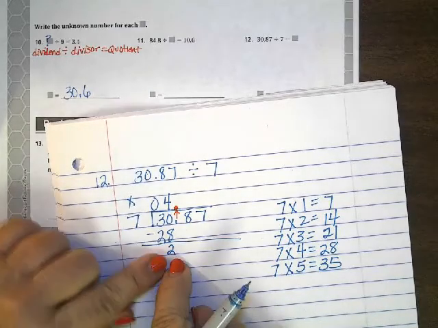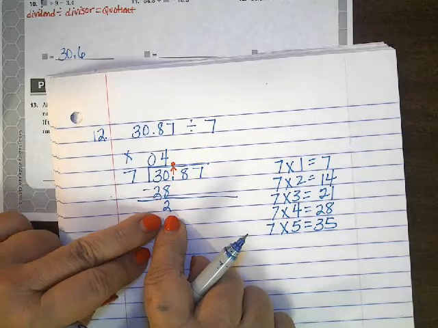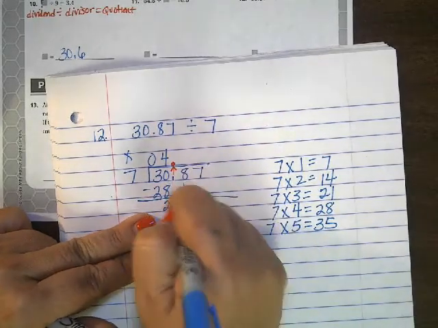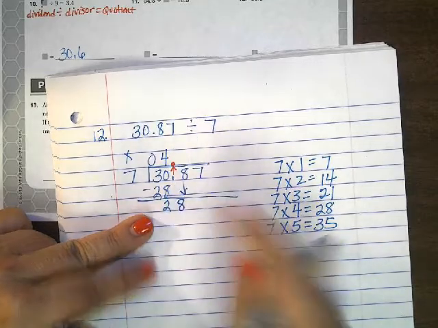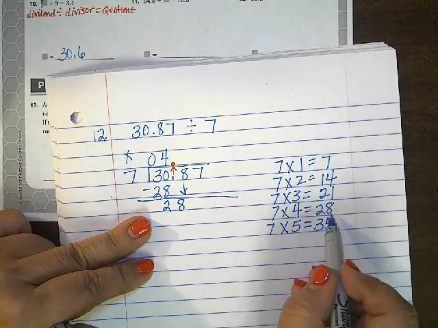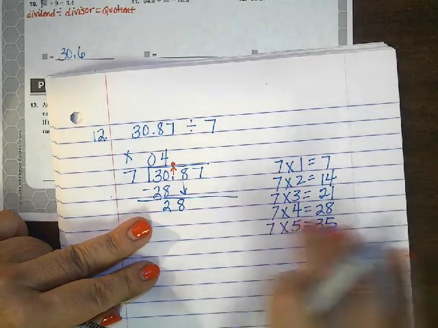I have 2 ones, but I can't do anything with the 2 ones, so I'm going to make those into 20 tenths. But I also have 8 tenths, so now I have 28 tenths. Oh, look at what I just did. It's the difference. So now I have 28.